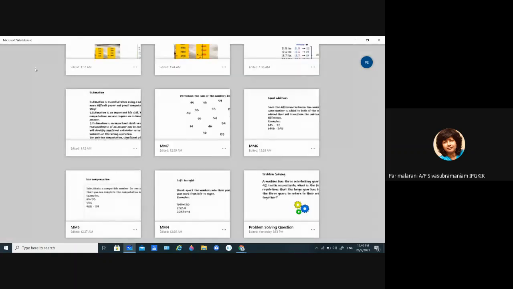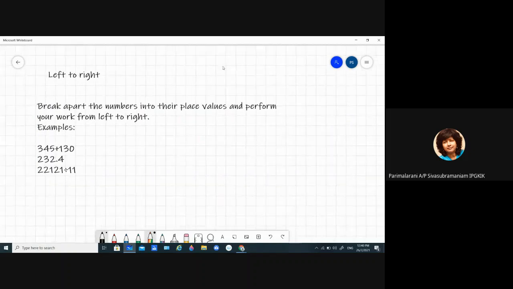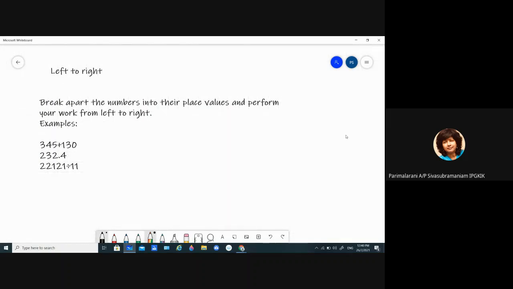Okay, so the third strategy will be left to right strategy, also known as use place value strategy. Okay, we're going to use place value. For this strategy, we break apart the numbers into their place values. This we are doing it mentally actually. Break apart the numbers into their place values and then perform your work from left to right.